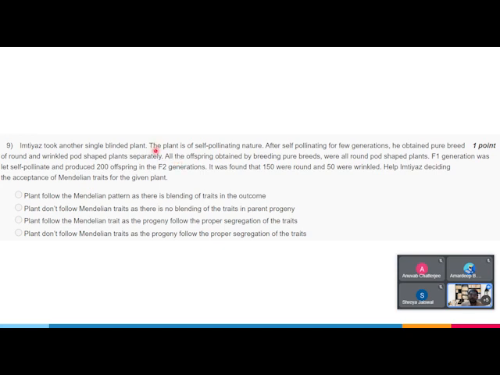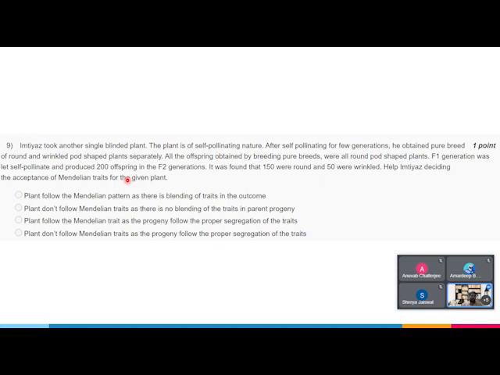Imtiaz took another single plant. The plant is of self-pollinating nature. After self-pollinating for a few generations, he obtained pure breeds of round and wrinkled pod-shaped plants separately. All the offspring obtained by crossing the pure breeds were round pod-shaped plants. The F1 generation was allowed to self-pollinate and produce 200 offspring in the F2 progeny. It was found that 150 were round and 50 were wrinkled. Help Imtiaz decide the acceptance of Mendelian traits for the given plant.